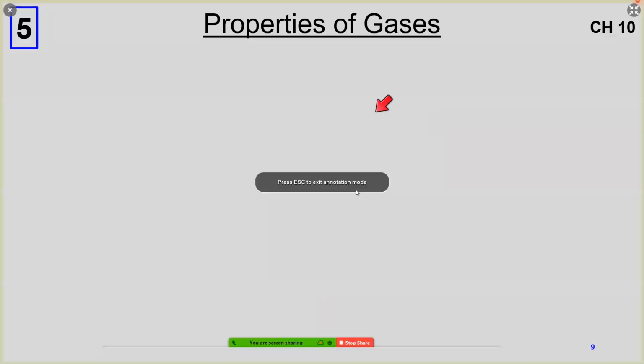All right, so now we're getting into chapter 10 here regarding gas laws. Regarding chapter 10, the very first thing that you need to know regarding properties of gases, there's a total of 4.